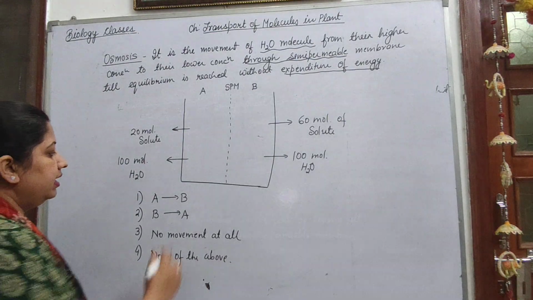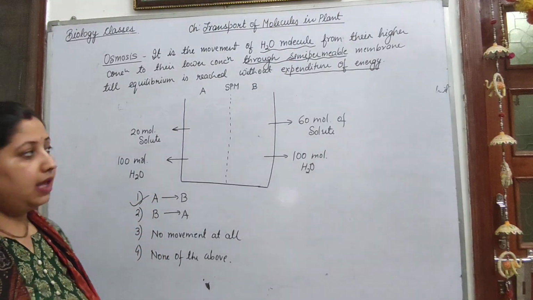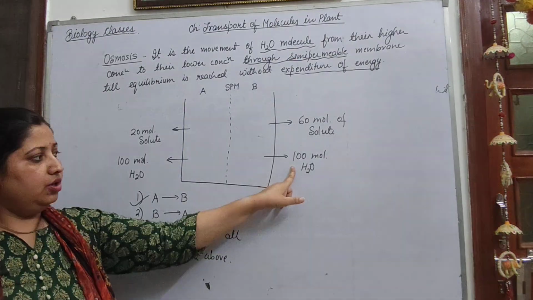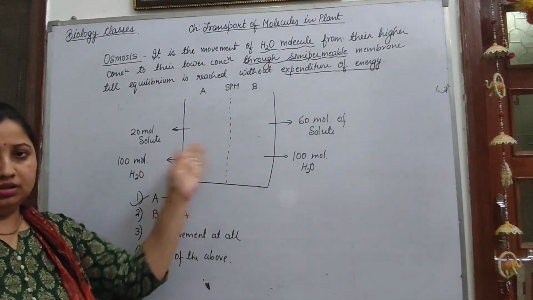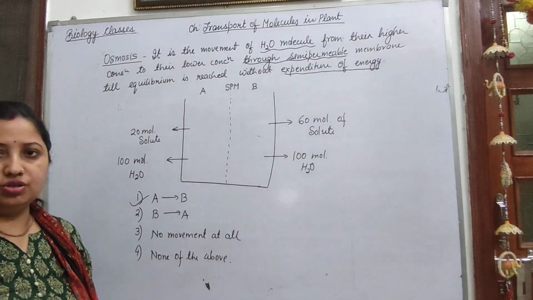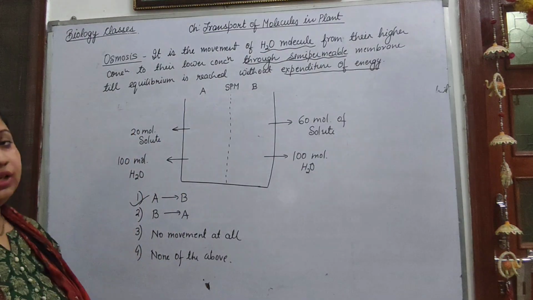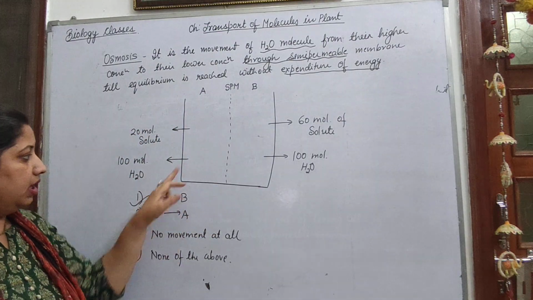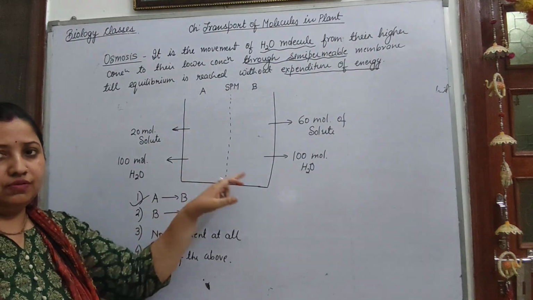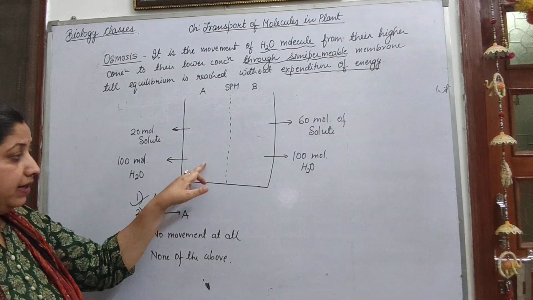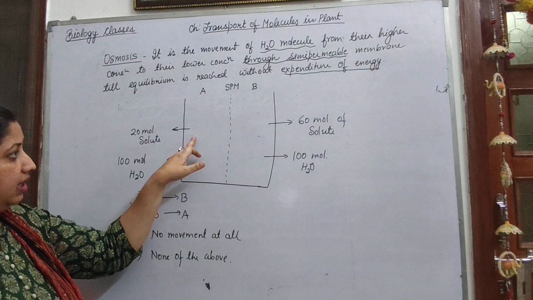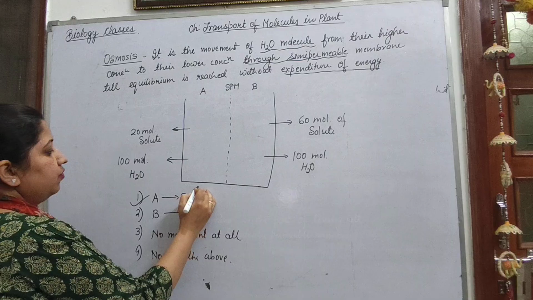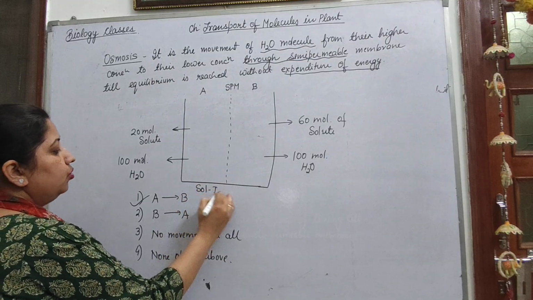The right answer is A to B. How is this possible? In both compartments, the water molecules are the same. So it seems like in both compartments the same concentration of water molecules is there, and according to the definition, the water molecules move from higher concentration to lower concentration. But in both cases, the concentration of water molecules is the same. But when we see this condition very carefully, this is not only water molecules, this is a solution. So this is solution 1 and this is solution 2.